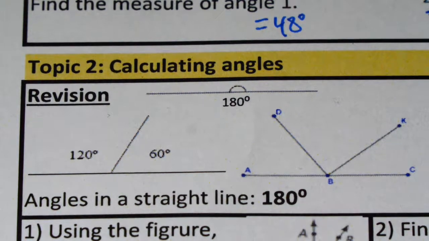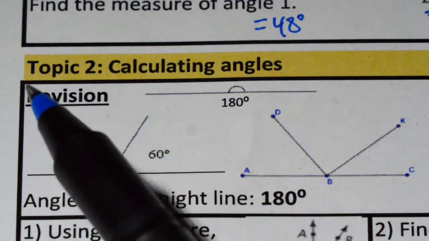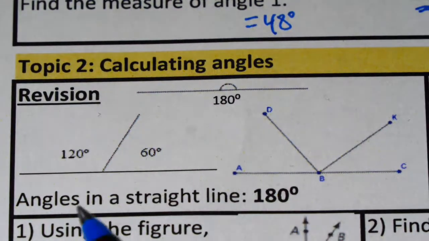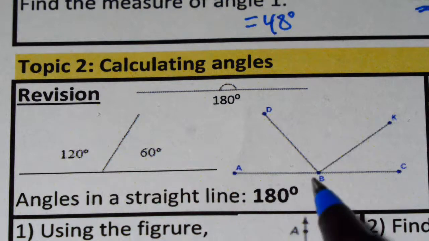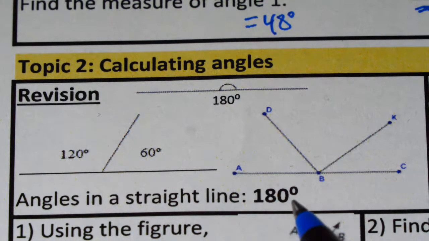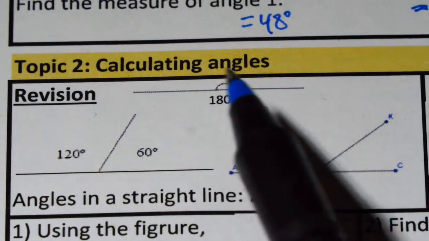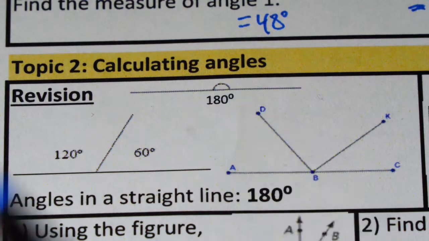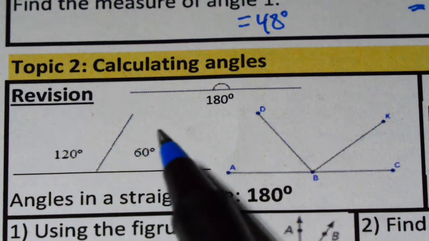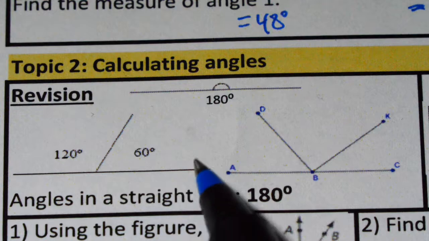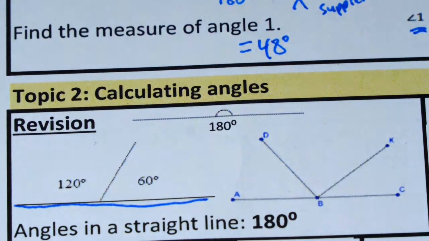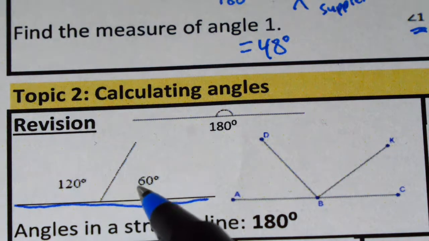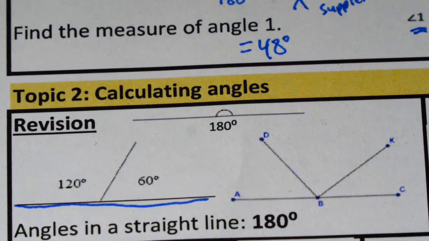Topic 2, calculating angles. Okay, so let's first look at our revision here. We have angles in a straight line, add to make 180 degrees. Okay, so we have one straight line here, the angle is 180 degrees. If we have two angles that make a straight line, can you see this is a straight line, 120 plus 60 makes 180.